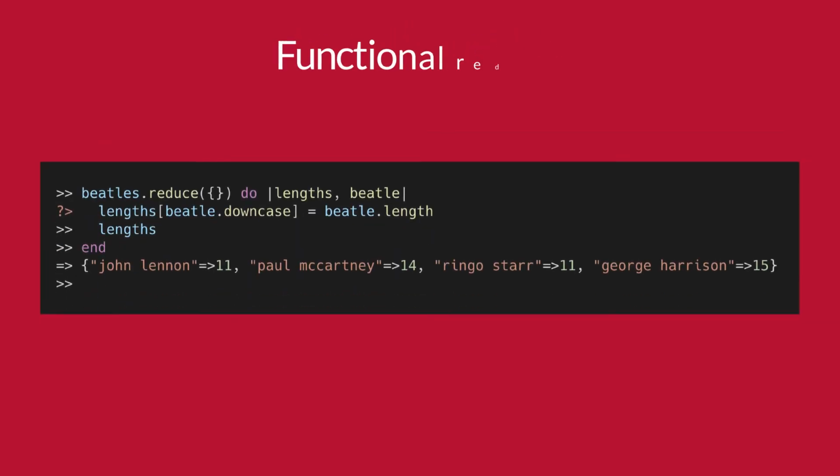Now you can do this exact same thing the functional way by using reduce. So here we're calling reduce directly on Beatles, and we're passing in the starting state of the object that we want to return. In this case, we're passing in that empty hash. Then we're passing in a block where we say we are going to need access to lengths and Beatle. Now lengths, in this case, is that starting state value that we pass in, in this case a hash. And then the second item, Beatle, is each item in the array that we're looping over.